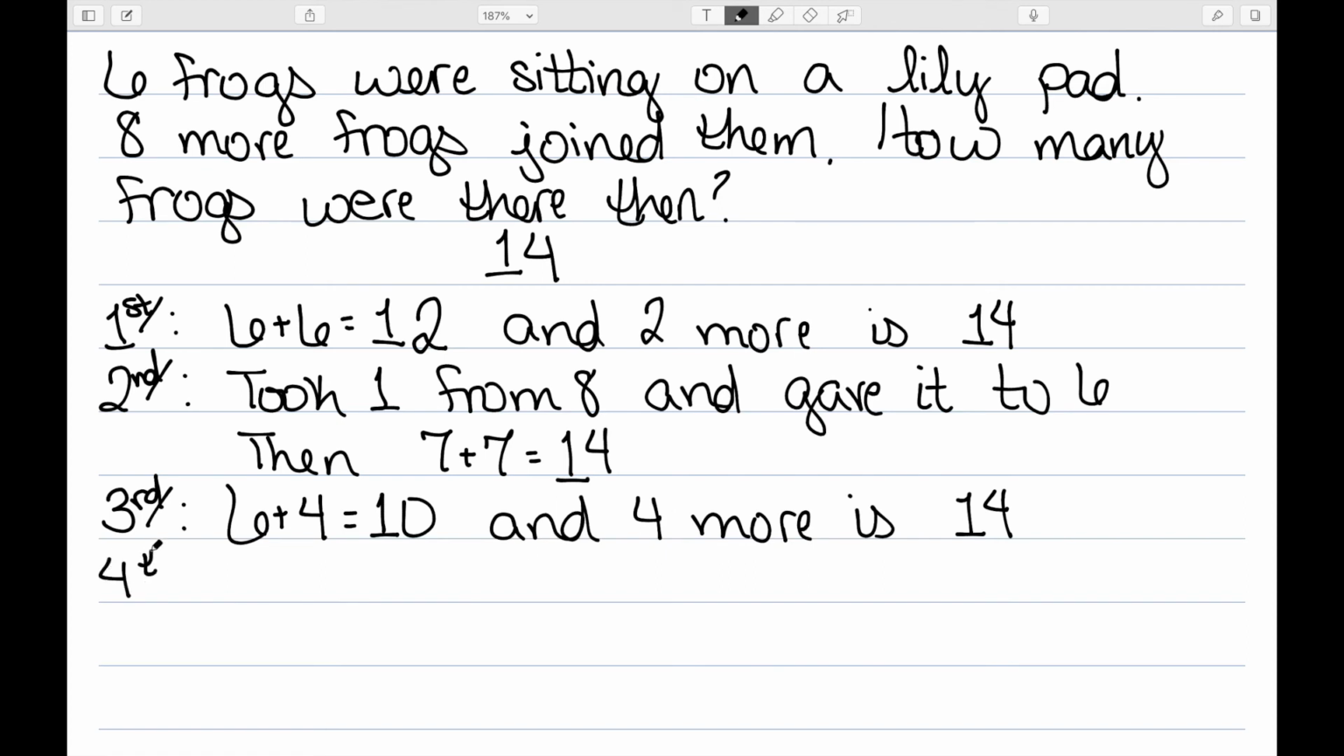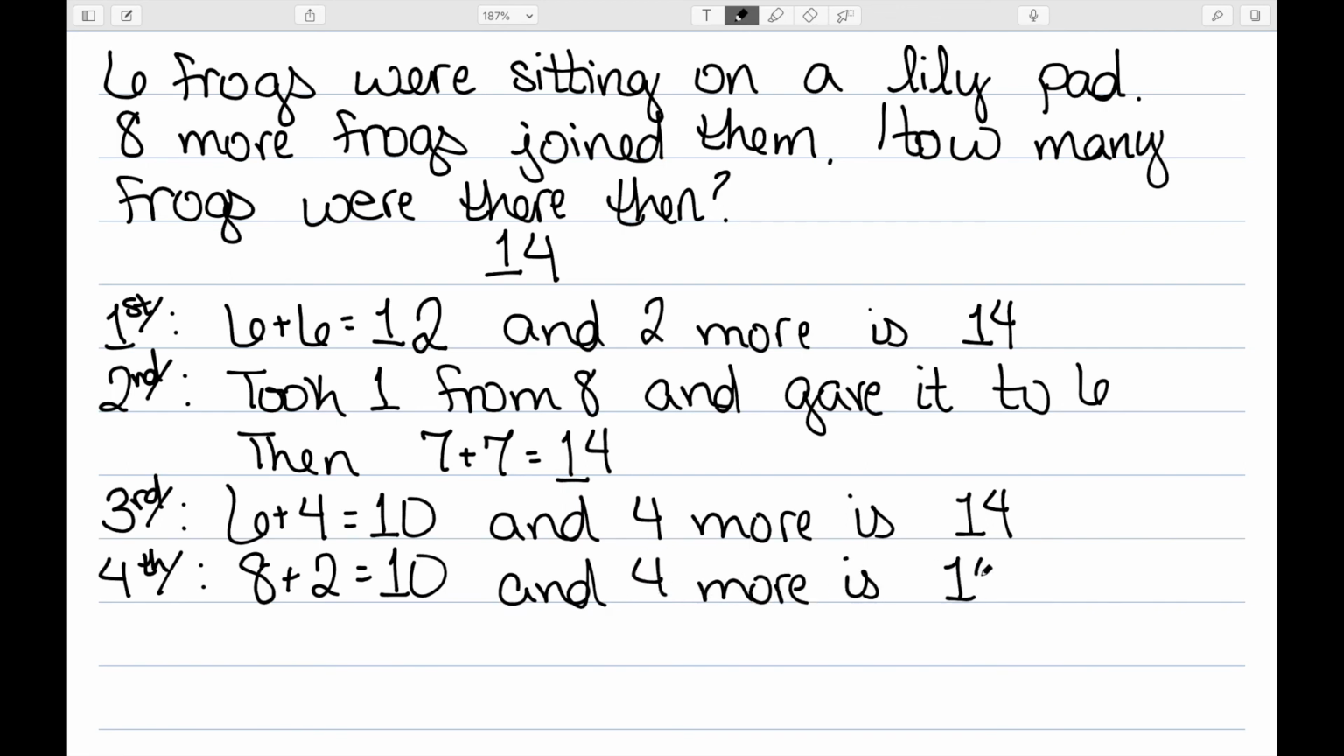Finally, my fourth student knew that 8 plus 2 is equal to 10, and 4 more is 14. So the previous student used the 6, added 4 to get to 10, and the fourth student used the 8, knew they had to use 2 more to get to 10, and then another 4 to get to the full 6. So these are all different ways we can do this, and we're not limited to just these 2 methods.